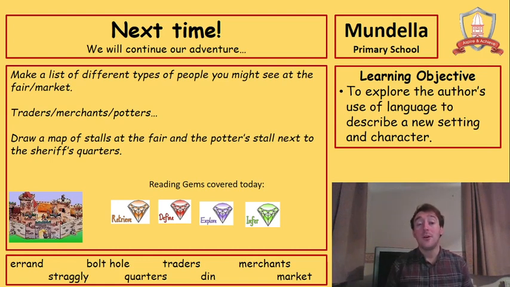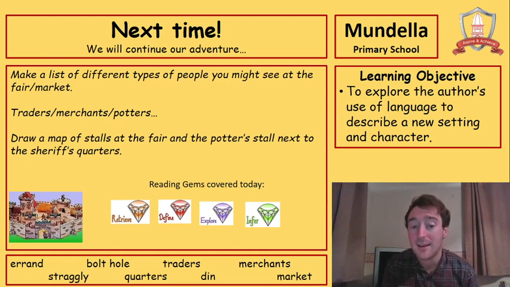I would like you also, this is another task that you can do if you have the time. You could even draw a map of the stalls at the fair, and at the bottom of the steps, remember that's where the potter has his stall and he's set up right next to the quarters. So you can draw a map of which different stalls for the different traders and merchants and things that we got there and what they're selling.